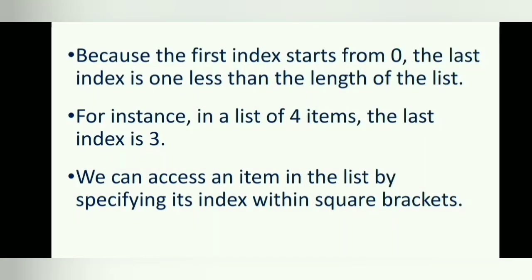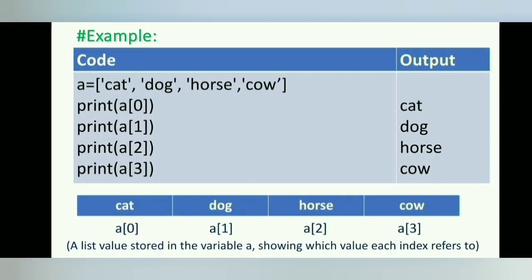Because the first index starts from 0, the last index is 1 less than the length of the list. For instance, in a list of 4 items, the last index is 3. We can access an item in the list by specifying its index within square brackets. To get a better understanding of the indexing, let's examine some examples of indexing in a list in Python.